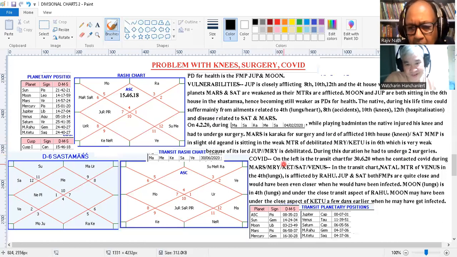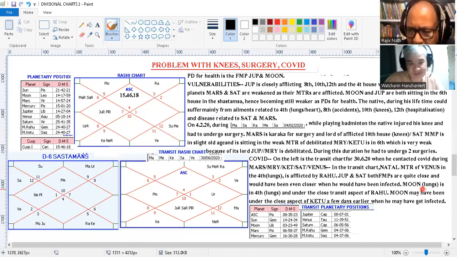On your left is the transit chart for 30/6/2020, when he contracted COVID during Mars, Mercury, Ketu, Saturn, Venus. In the transit chart, natal Mool Trikona of Venus is in the 4th, lungs, and is afflicted by Rahu. Jupiter and Saturn, both functional malefic planets, are quite close and would have been even closer when he was infected. That is, we are talking about transit.